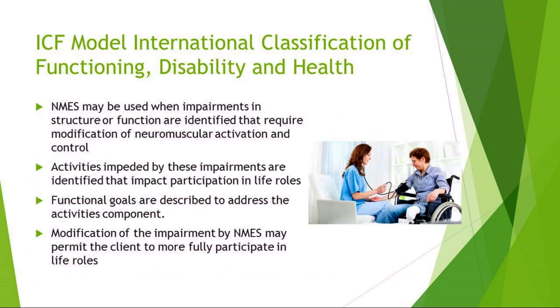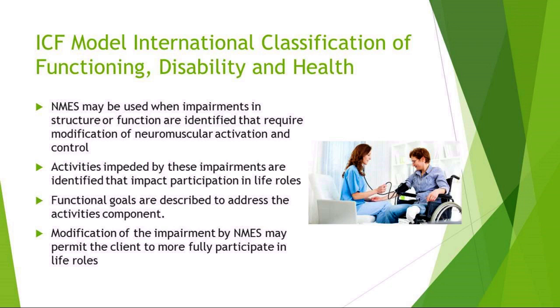So the ICF Model, the International Classification of Functioning, Disability, and Health: neuromuscular electrical stim may be used when impairments in structure or function are identified that require modification of neuromuscular activation and control. So if you have muscle weakness, denervation of muscles, muscle atrophy, those are all impairments in structure or function, and we might need to change neuromuscular activation to get better control.